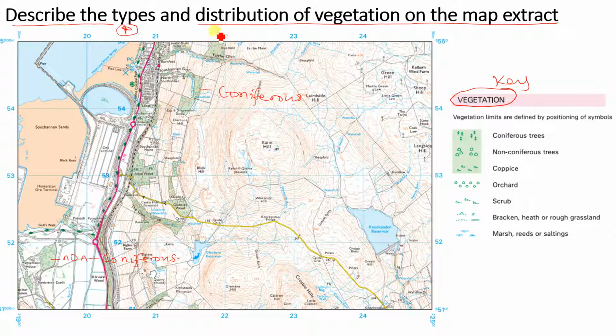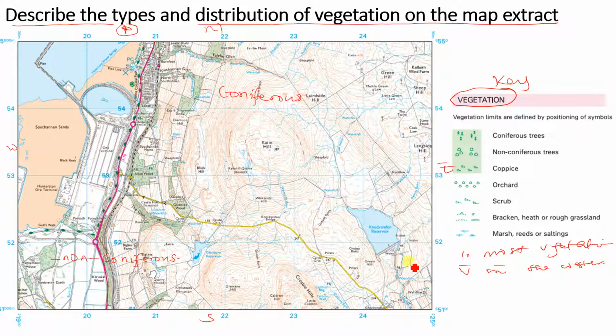Now, break your map into north, south, west, and east. The first thing I will write about my distribution is that most of the vegetation is found in the western part. Sorry, not the river, most vegetation is around the western part.